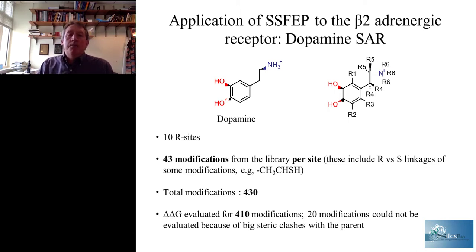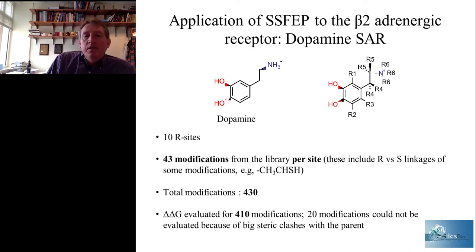And what we're seeing up here on the dopamine molecule to the right are all the different sites in the molecule we can modify. At each of those sites, we're going to evaluate 43 different types of modifications. Of the 430 types of modifications, we actually evaluated 410 modifications, as 20 of those modifications were not structurally suitable for the ligand alone. The modifications were too big.